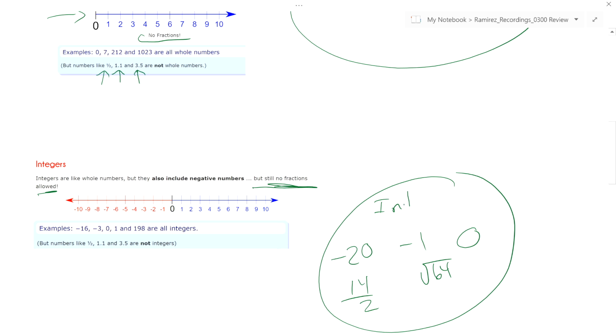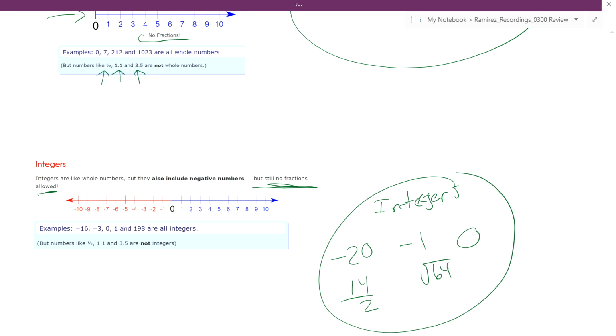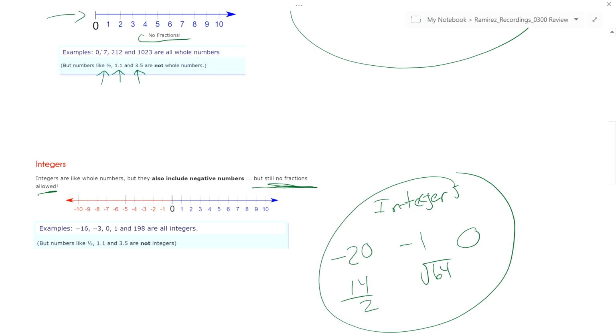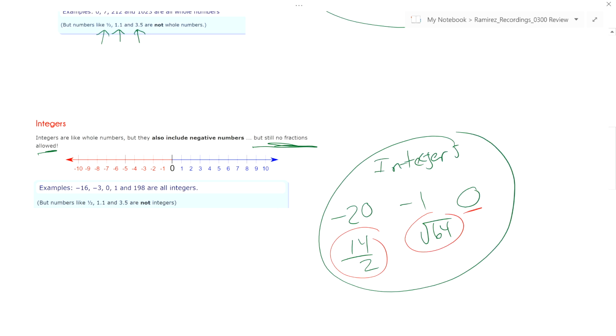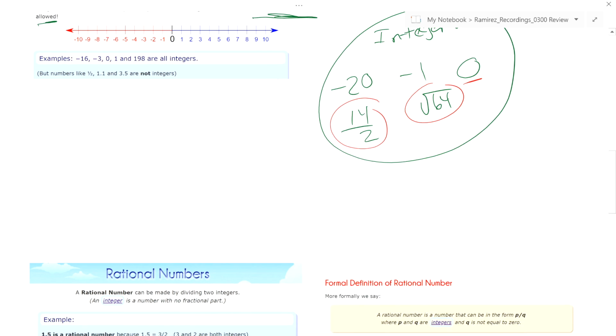Now, I hope you're noticing a pattern here, or some important properties. We have these three numbers. We have this one, which is a whole number and a natural number, as well as the square root of 64. And now we have 0, which is a whole number and an integer. So we will tie all of that in at the end.